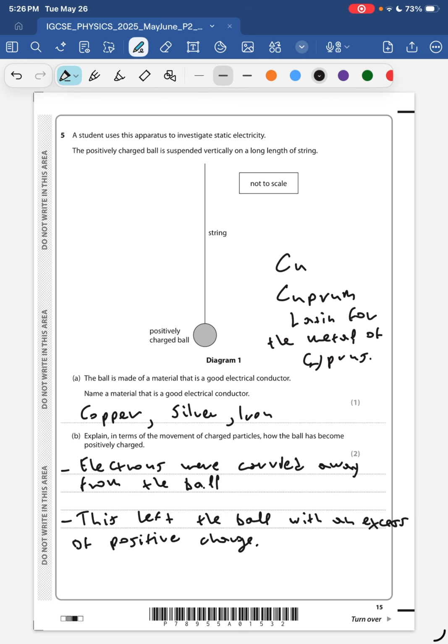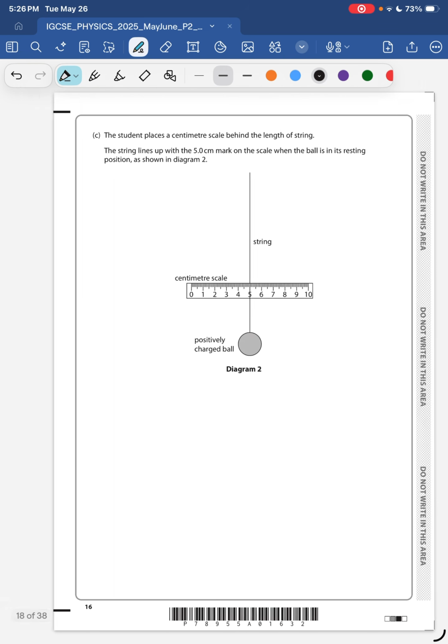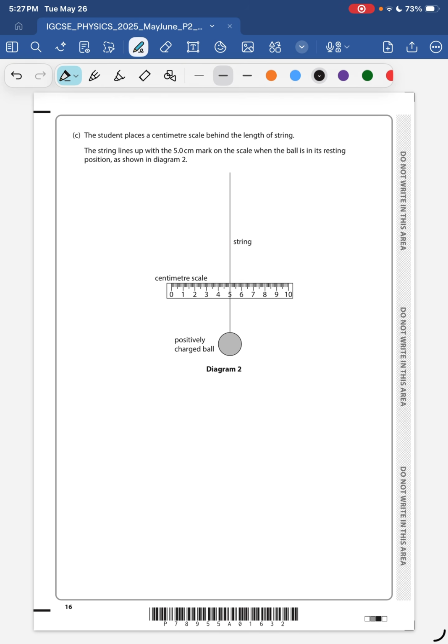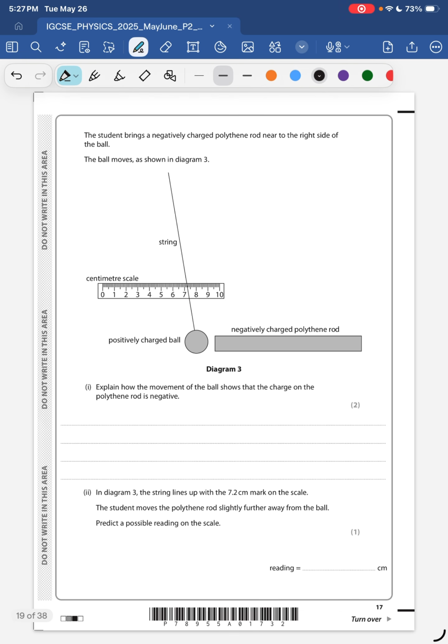Most things in nature are electrically neutral. Once you remove electrons from objects, you make them positively charged, because you're leaving behind the ions. Okay, let's move on to part C. The student places a centimeter scale behind the length of string. The string lines up with the 5 centimeter mark on the scale when the ball is in its resting position, as shown in diagram 2.